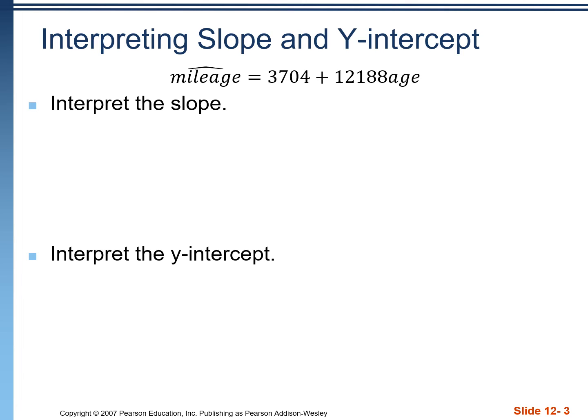So interpret the slope. Again, it's always next to that explanatory variable, so we have to be able to find it either in a table or right in the equation there. And it's telling us how much we expect the response variable, the thing we're predicting, to increase or decrease every time the explanatory variable, the age, goes up by 1.